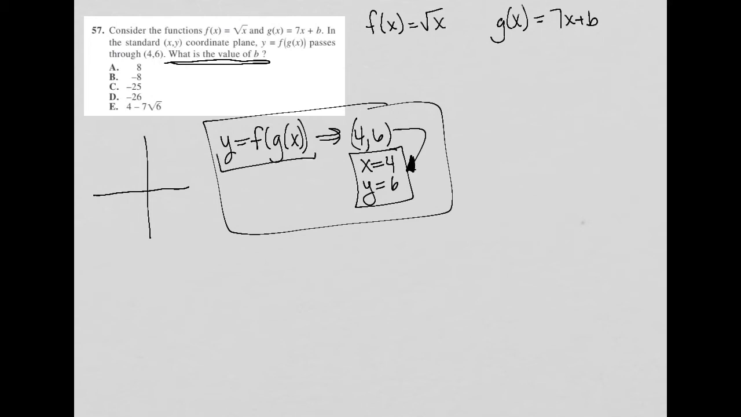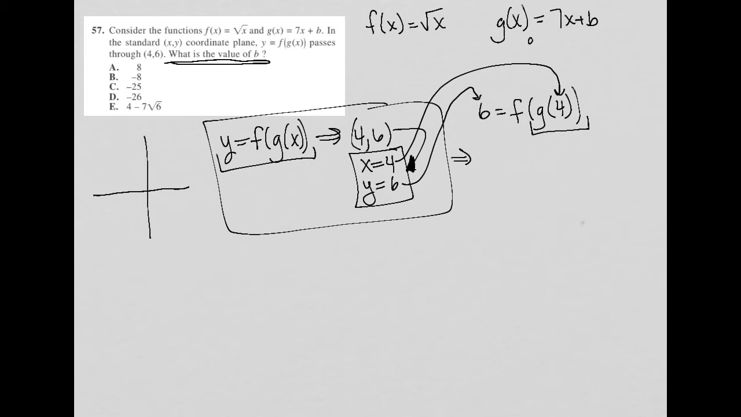So instead of writing again y equals f of g of x, I'm going to write 6 equals f of g of 4. Right? And hopefully you see where that came from, right? This 4 came from the fact that I know x is 4 and y is 6. So now I can simplify this g of 4. Because what is g of 4? Well, g of 4 is just 7 times 4 plus b, which is 28 plus b. So g of 4 is 28 plus b. So this would turn into 6 equals f of 28 plus b.